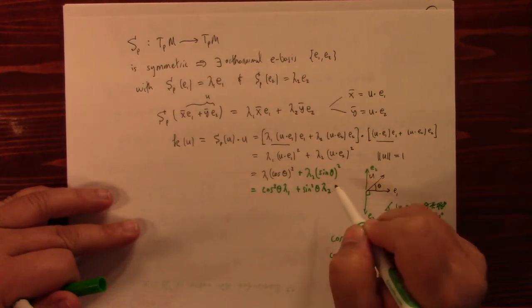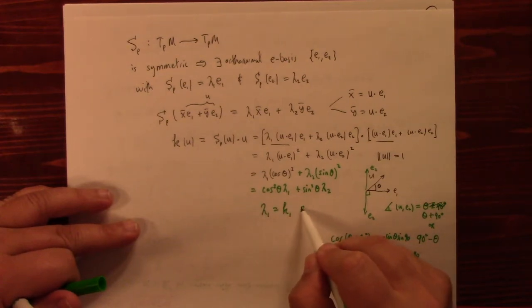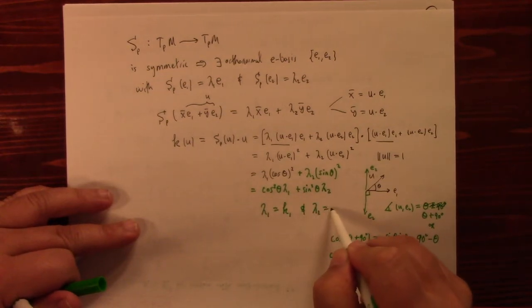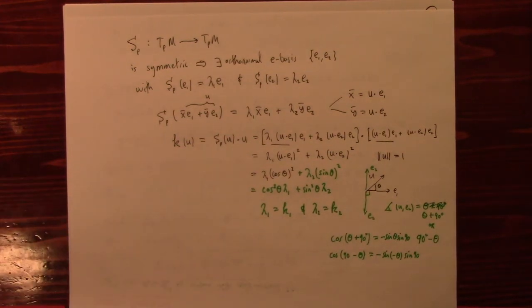That takes us back to Euler's formula. And of course we identify that lambda 1 is k1 and lambda 2 is k2. Of course that is up to the choice of which one's min, which one's max, whatever. My point is that this formula can be derived if we know the real spectral theorem already in this way.